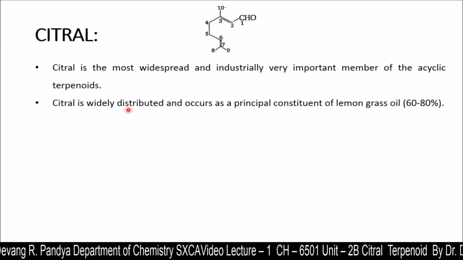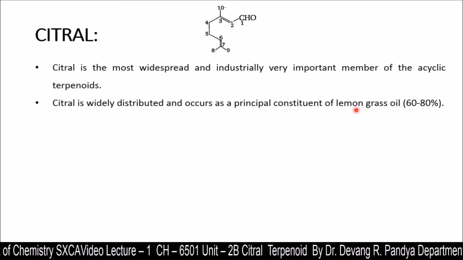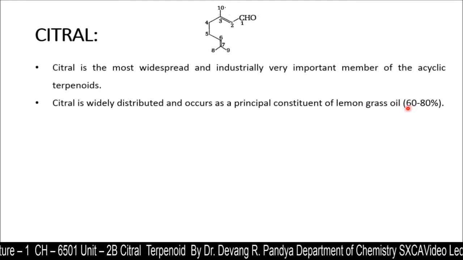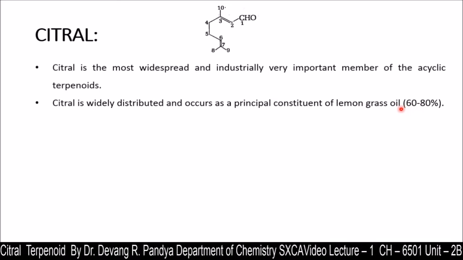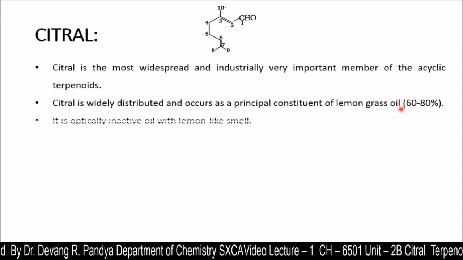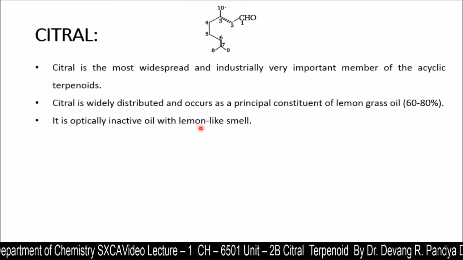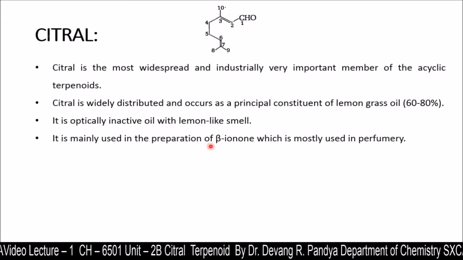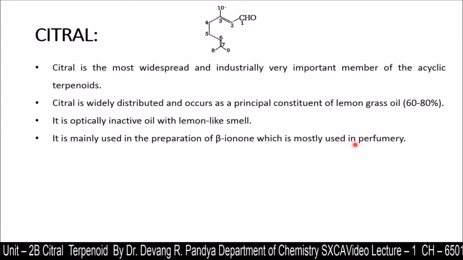Citral is widely distributed and occurs as a principal constituent of lemongrass oil, from which 60 to 80% citral is obtained. It is an optically inactive oil with a lemon-like smell. It is mainly used in the preparation of beta-ionone, which is mostly used in perfumery products.